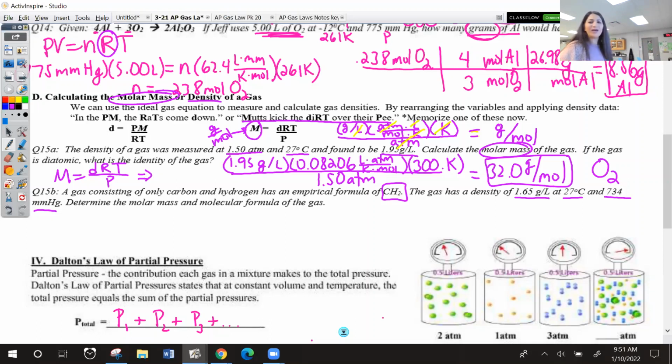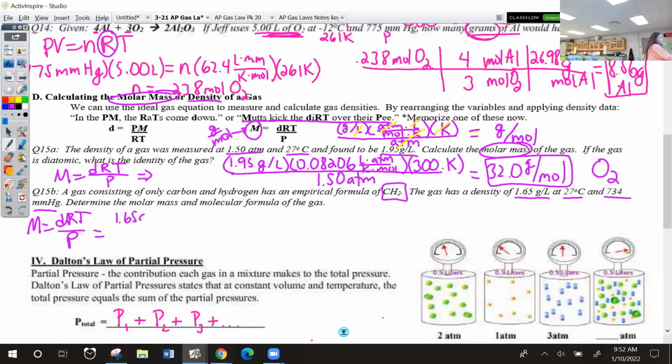And then, see, I thought I did one where it was the opposite, but it's not. Okay, so we're just going to plug this in again. So in this case, I have the same thing. Big M equals dRT over P. We know our density, we know our temperature, and we know our pressure. So we can just fill that in. So go ahead and try this out.